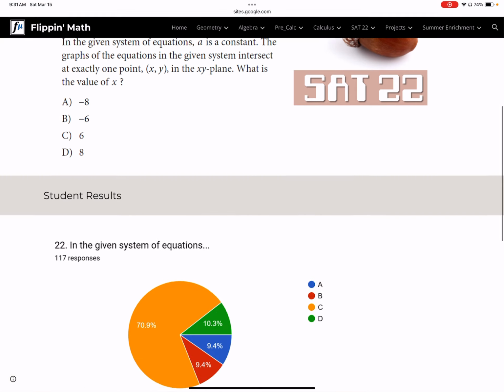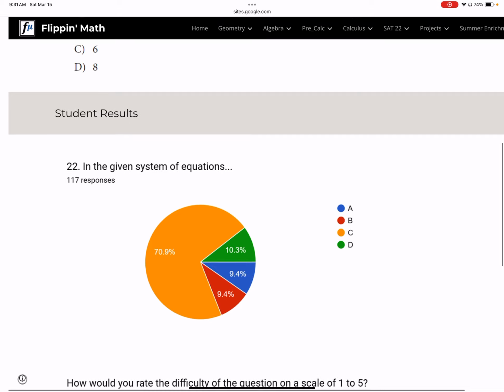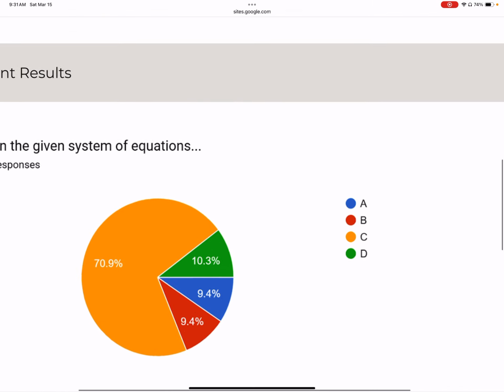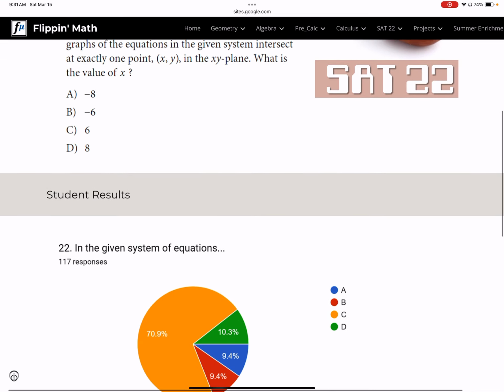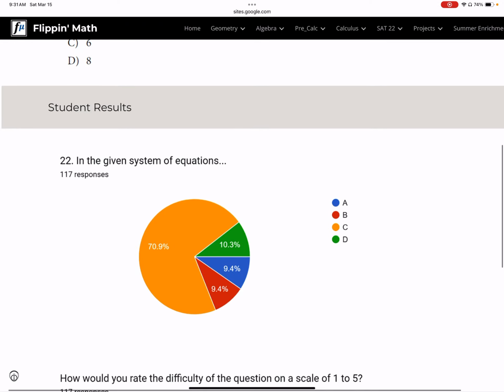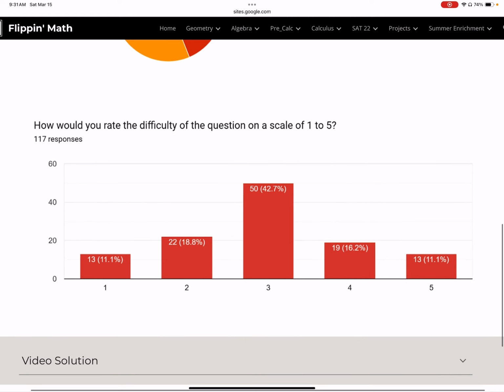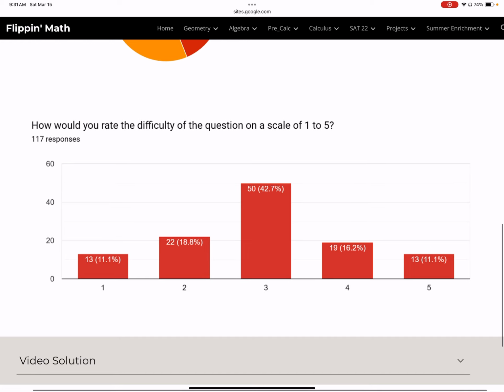How did we do? Let's take a look. We did pretty good. It's about 71-ish%. Most chose marigold, which is answer choice C, which is in fact the correct answer, and the other ones are just kind of almost evenly split there between A and B and D. And we rated this one our usual, right there in the middle, medium level question.